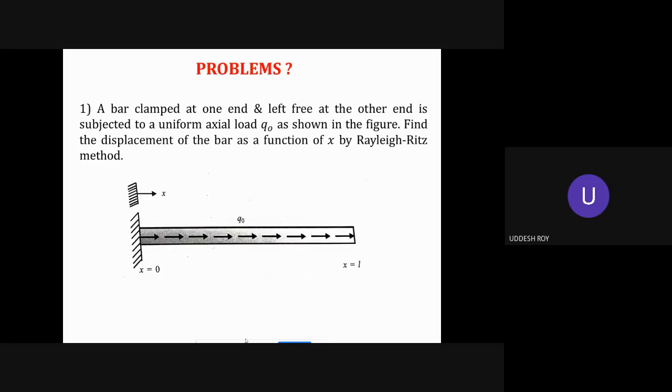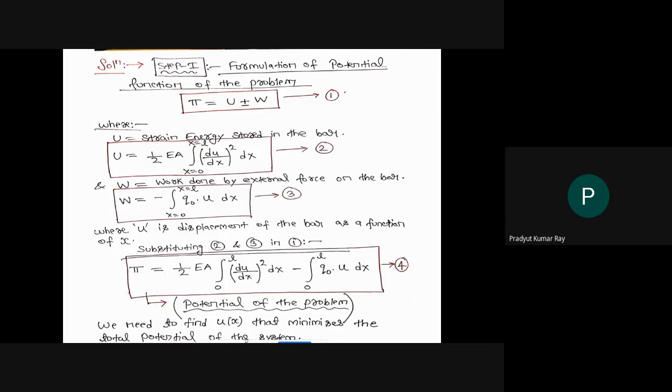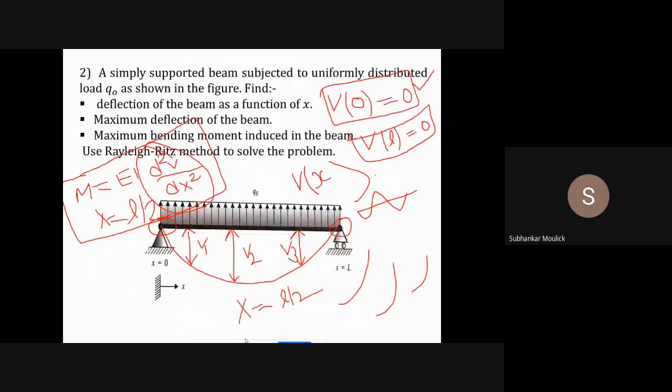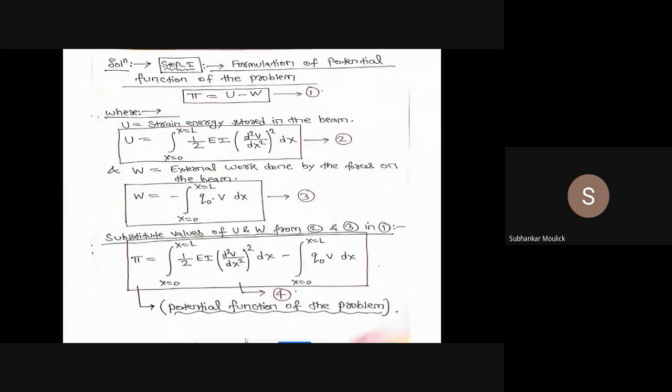Are you finding out the difference? So in this problem, the displacement function will change. The displacement field will change.